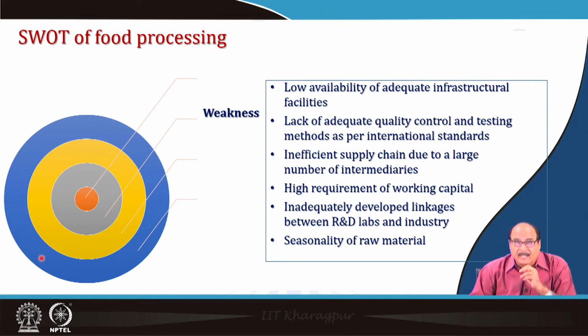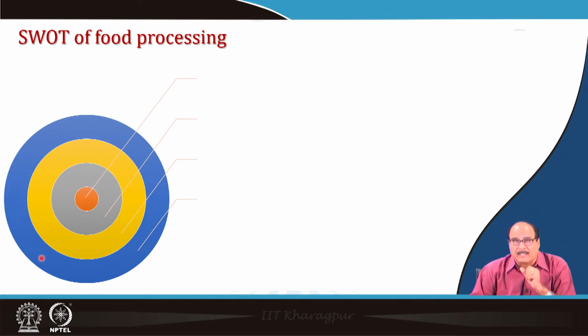There is an inefficient supply chain due to a large number of intermediaries involved in the value chain, high requirement of working capital, most of the food processing industry being small scale, inadequately developed linkages between R&D labs and the industry, and seasonality of the raw material. So, these are some of the weaknesses.